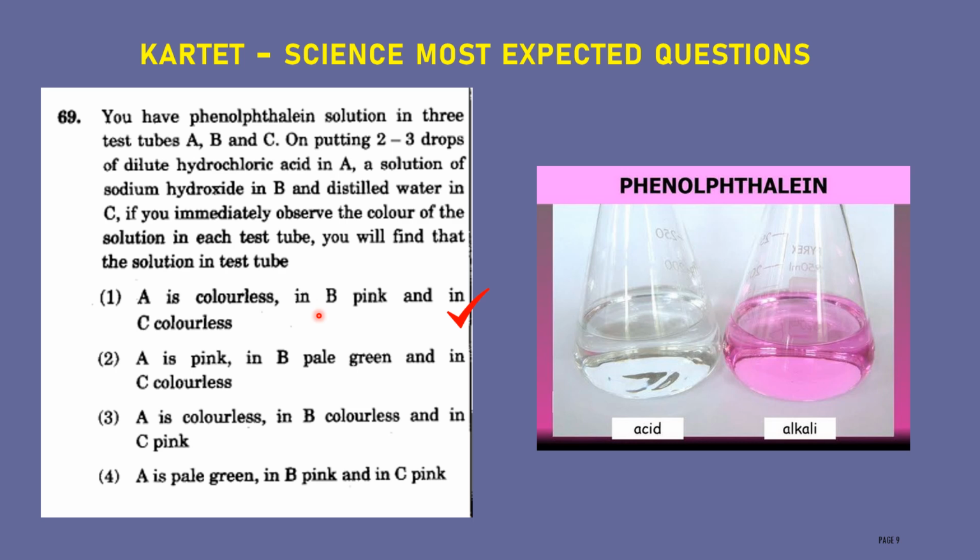It indicates that phenolphthalein reacts with a base very easily. In the third case, it contains distilled water. If you add 2-3 drops of phenolphthalein indicator to distilled water, here the distilled water is neutral, neither an acid nor a base, so it will not react with the phenolphthalein indicator. In this case you will get colorless. Therefore option A, option 1, is the correct answer.